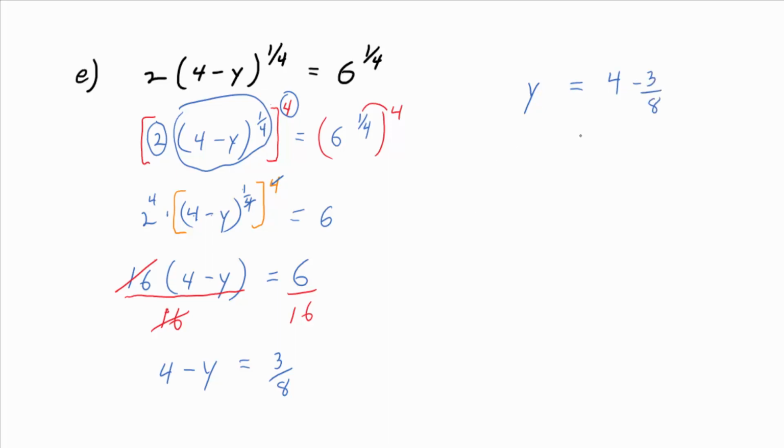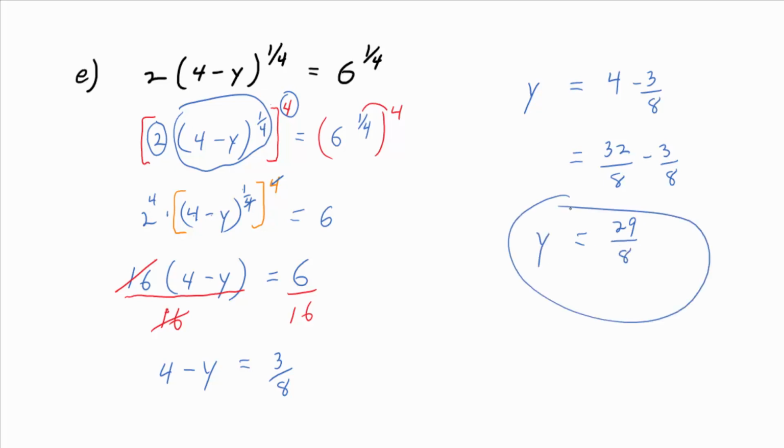Okay, if you get a common denominator, multiply 4 by 8/8, that's 32 eighths, right? Minus 3/8, which is 29/8. Maybe not so easy to check by hand, but does your calculator care that it's a fraction? No, so you could check that pretty easily in the original problem with your calculator.